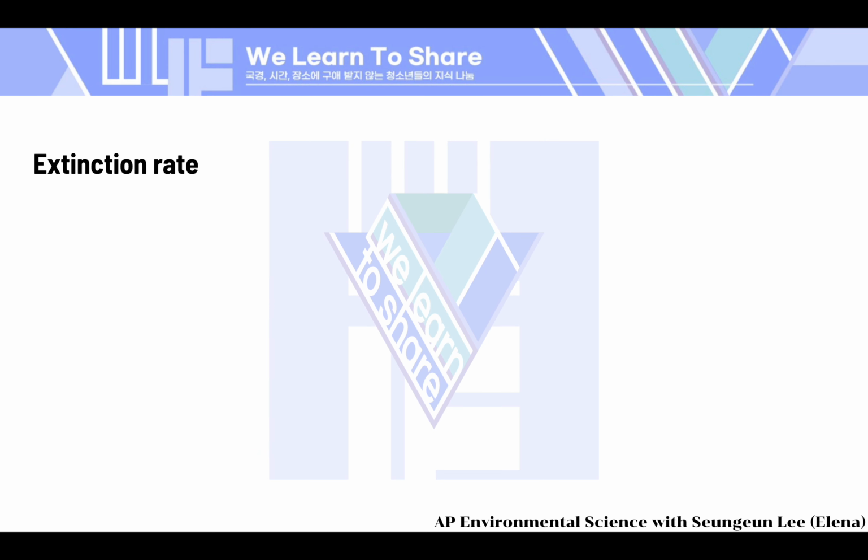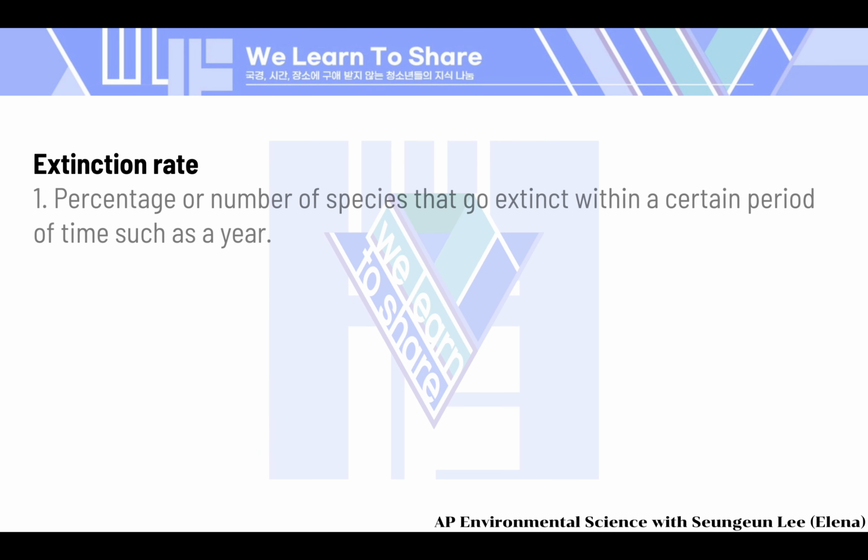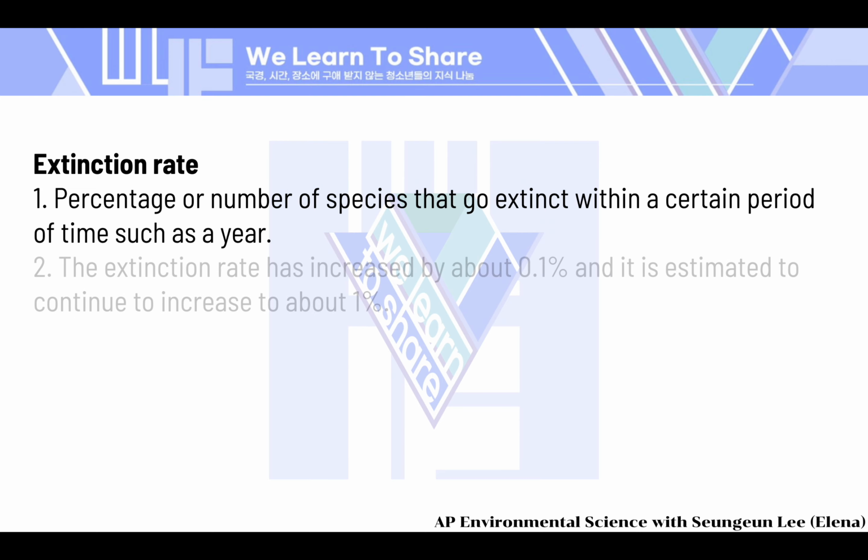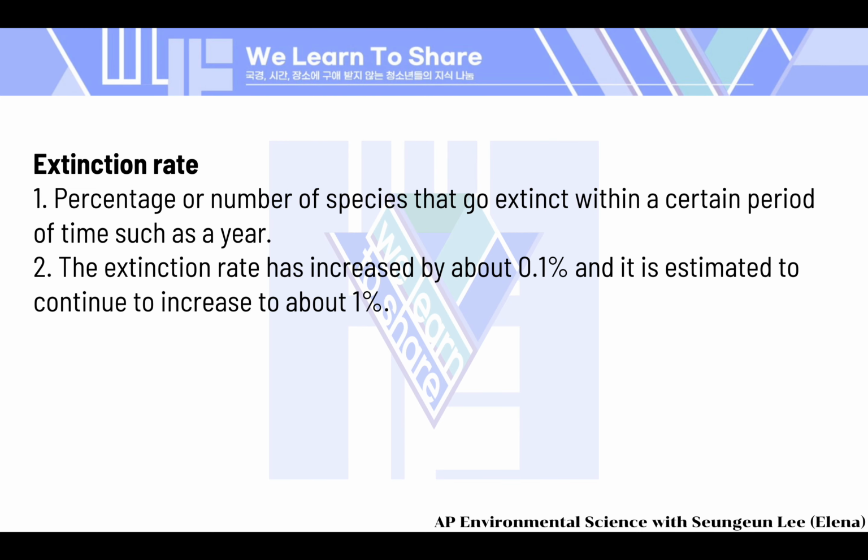First, we're going to learn about what extinction rate is. It refers to a percentage or number of species that go extinct within a certain time frame, like a year. Alarmingly, this rate has risen by about 0.1% and is projected to continue to increase to about 1%. This change might seem small, but it has a huge implication for our plant biodiversity.